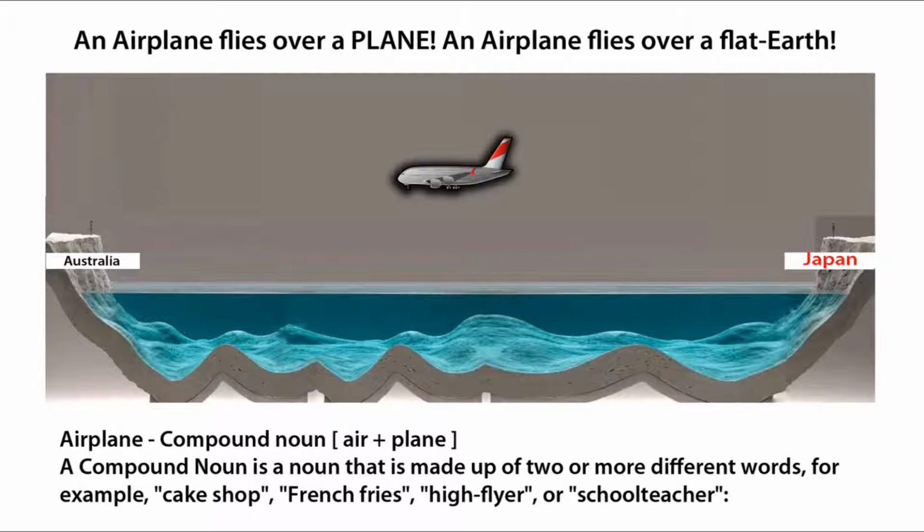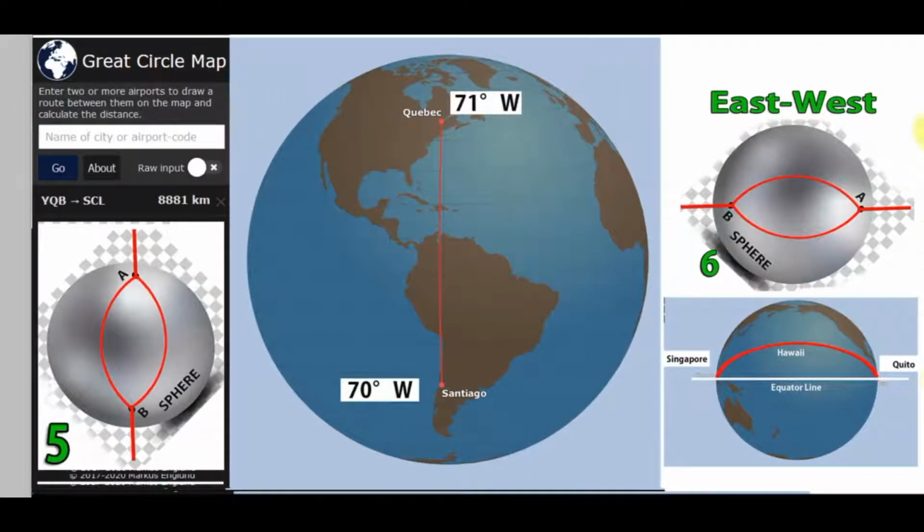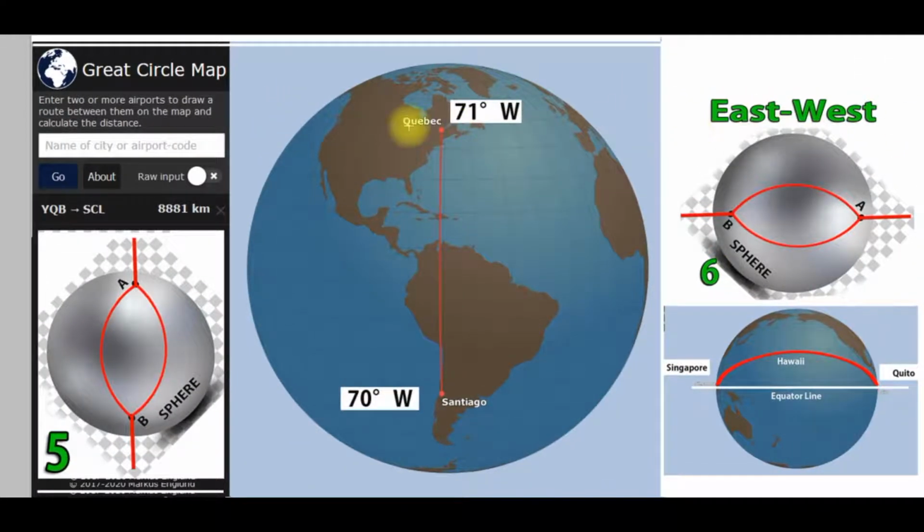Let's move on to flight number 9. Flight number 9 is Quebec in Canada to Santiago, Chile in South America. Quebec stands at the 71 west longitude line. Santiago at the 70 west longitude line. It's one straight line connecting both cities. Remember, always from east to west, lines arc on a sphere.